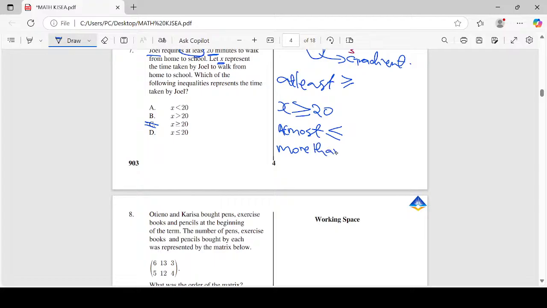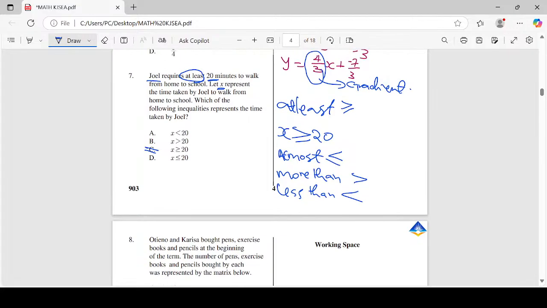The term "more than" implies greater than. The term "less than" represents that symbol. That's what you need to know under linear inequalities, dear learners.